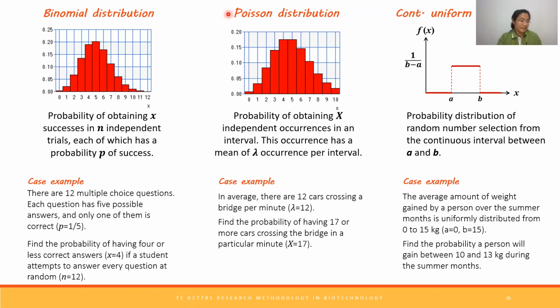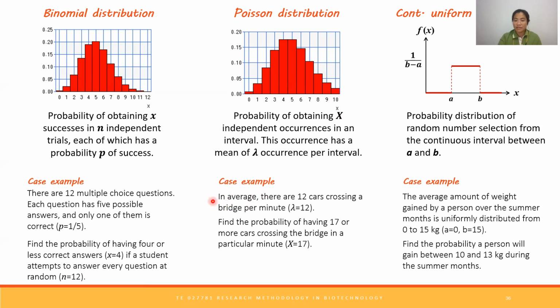The second type of distribution is the Poisson distribution. The Poisson distribution says that it is the probability of obtaining X occurrences in an interval, where the occurrences have a mean of lambda occurrences per interval. Looking at the same example, this is a statistics term, it's quite difficult to understand anyway. Looking at the example, maybe you will see the difference.